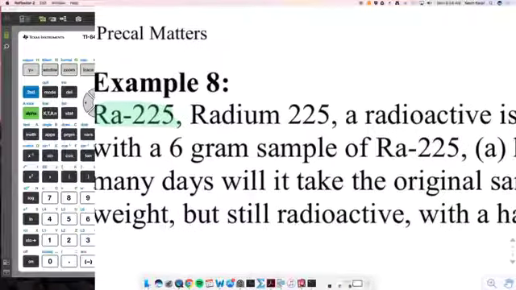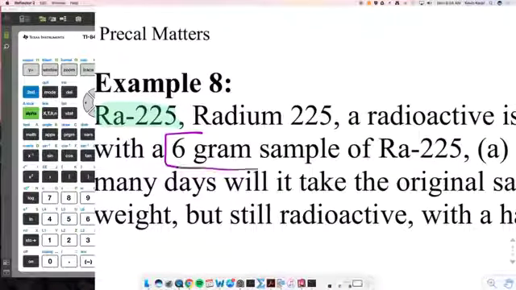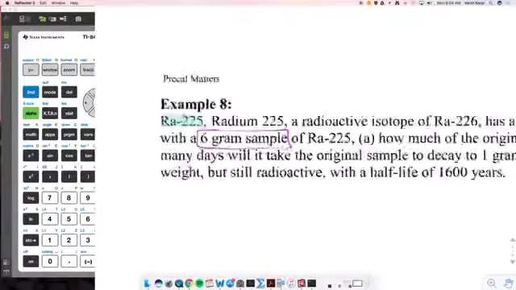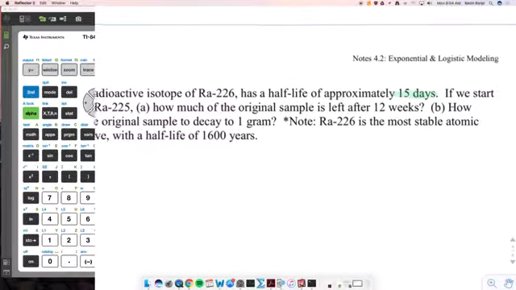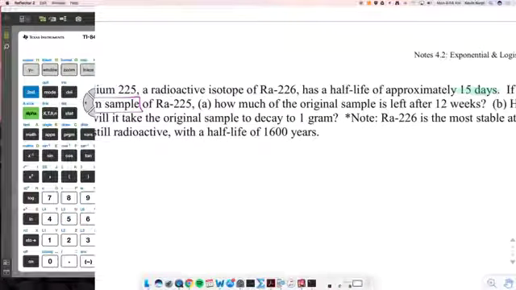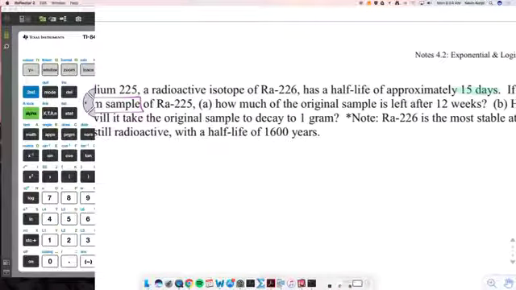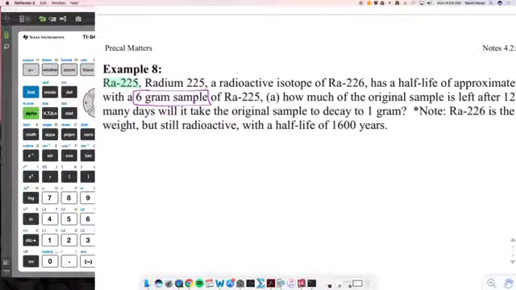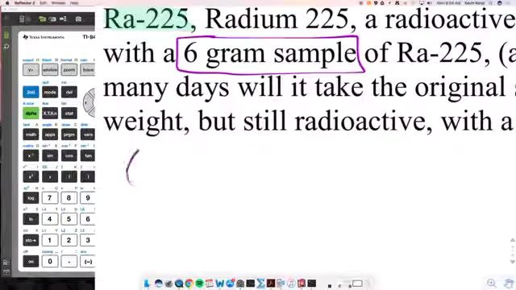If we start with a 6-gram sample, now that's a pretty nice sample of radium-225. You start with a 6-gram sample of radium-225, part A, how much of the original sample is going to be left after 12 weeks? After 12 weeks. Well, we could do one of two things. We can either wait 12 weeks. Well, first get ourselves 6 grams of radium-225 and then wait 12 weeks and measure it, right?